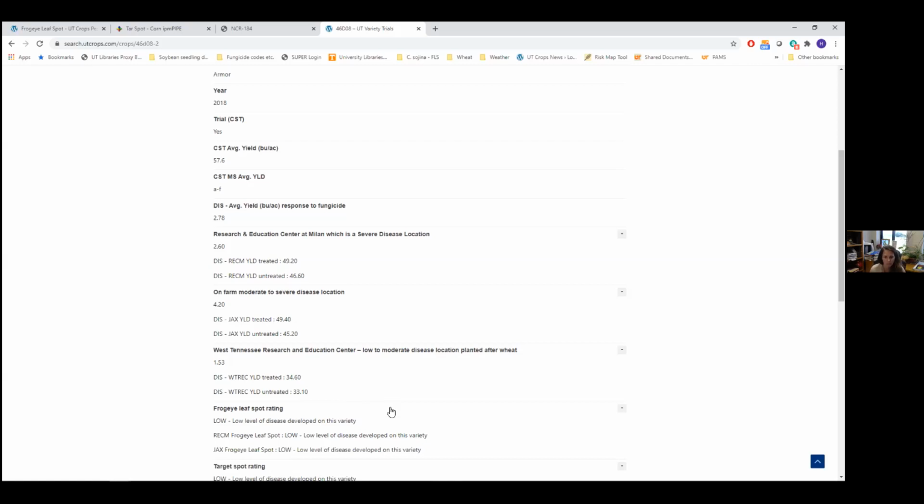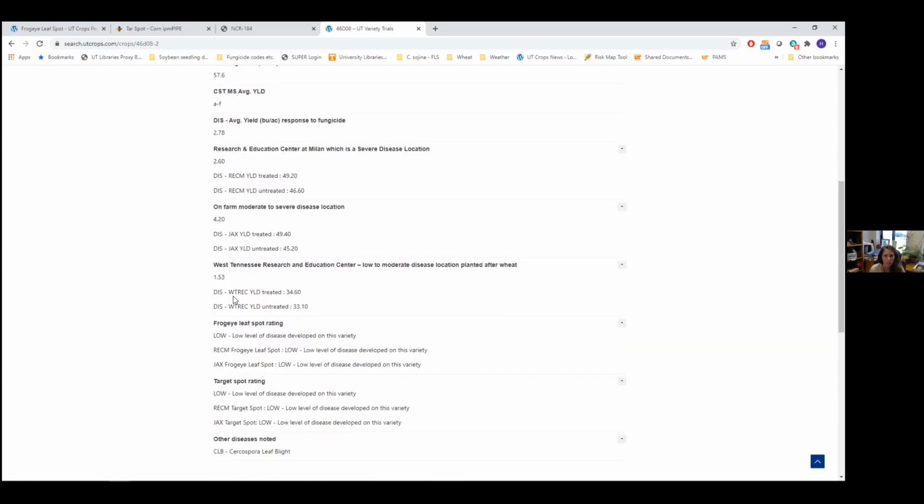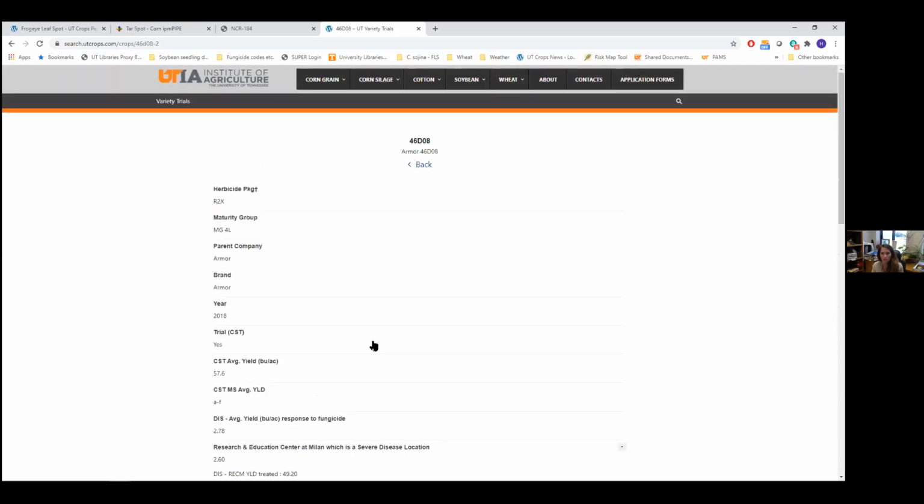So again, this one, as expected, because it's low rated for our major foliar diseases, we didn't have a high yield response. But that's not always the case, as the first example was, which was also rated low for disease, but we did actually see a response to fungicides. So just keep that in mind. Again, a really nice tool that we're continuing to develop.